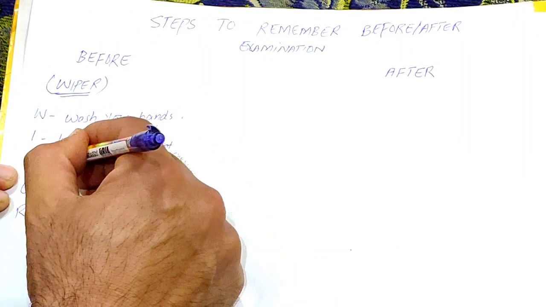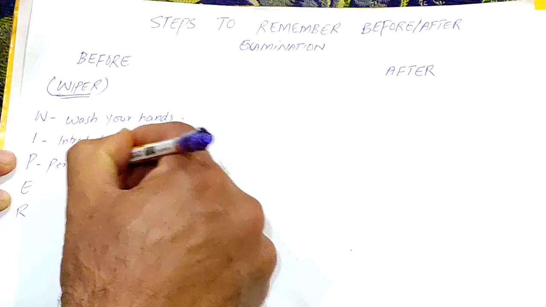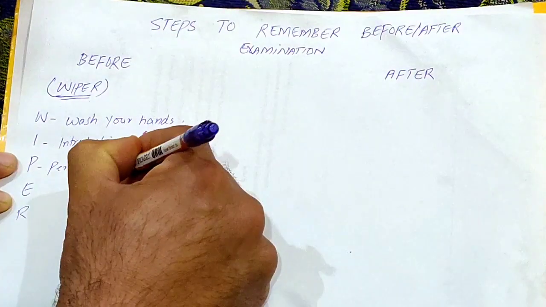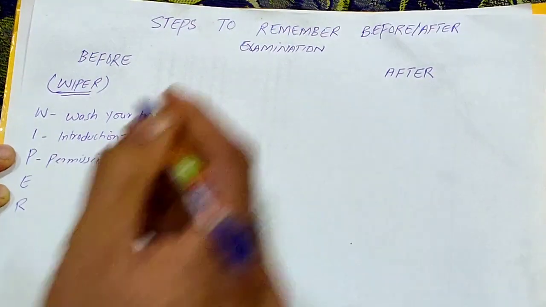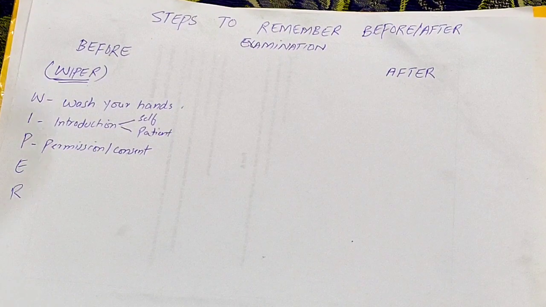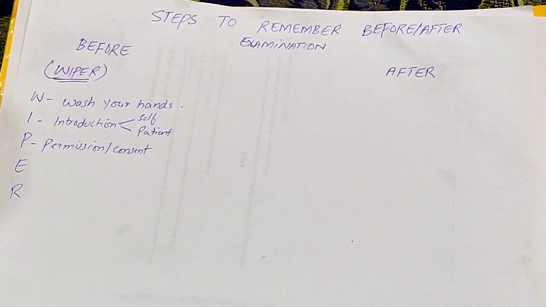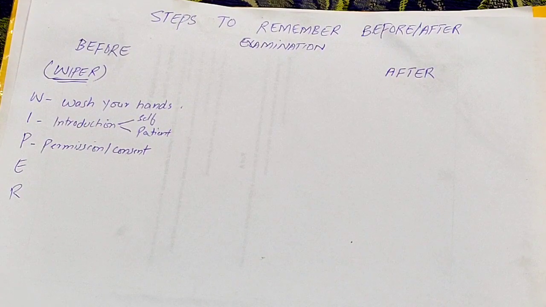Third one is P. P stands for permission. Permission means consent. You should take consent about the examination, but this should be informed consent. You should inform the patient that I will be examining your neck, in which I will first try to see the neck by eye, and after that I will be touching it, and at the end I may need to auscultate the neck. So you should take informed consent from the patient.